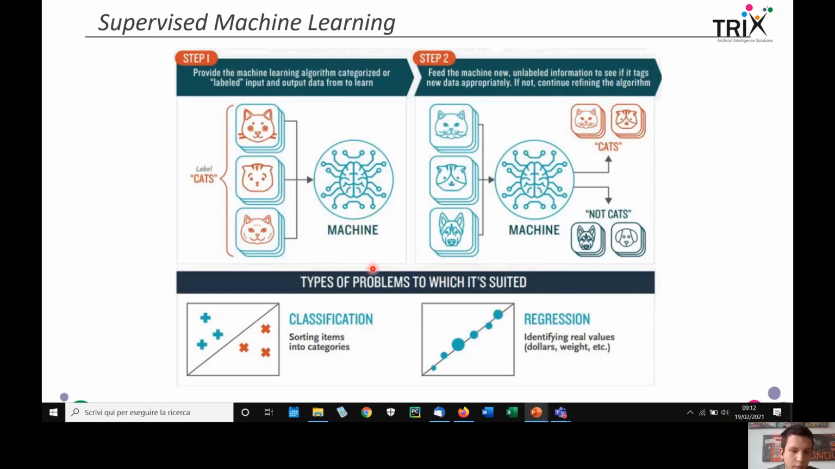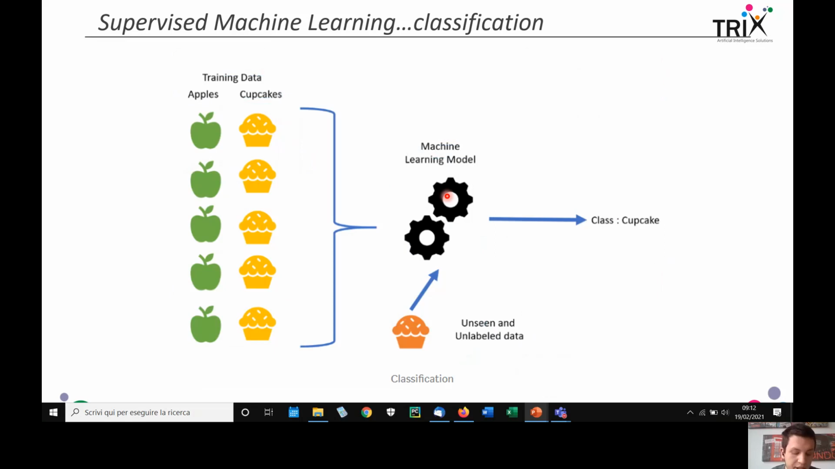The types of problems solved by a supervised algorithm are classification problems and regression problems. In classification problems, I have a limited number of starting classes, apple or cupcake, in this case, with which I train the system. When a new data enters, the system must classify it in one of the classes, apple or cupcake, based on the training it has received. In this case, this new data is a cupcake.